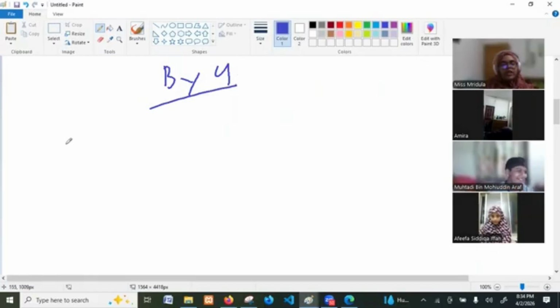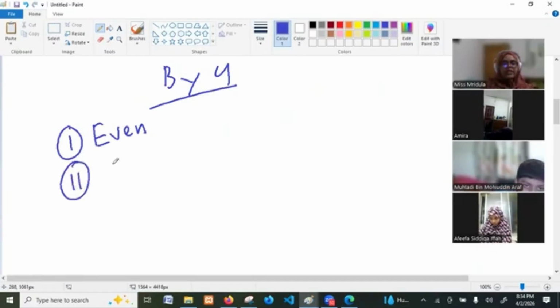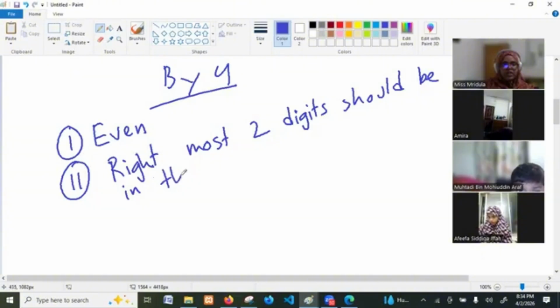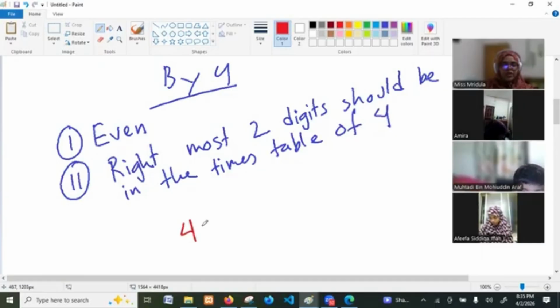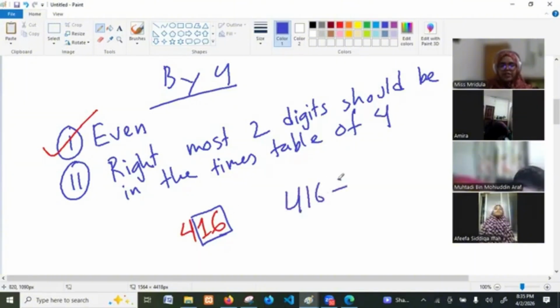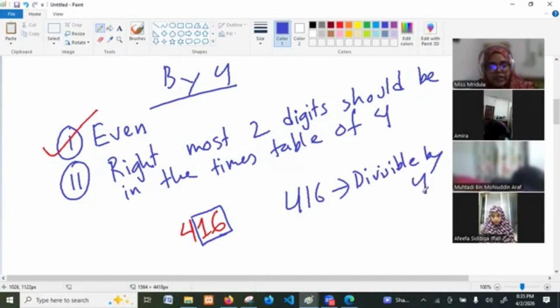By 4 has two rules. One is it must be an even number, and the second is that the rightmost 2 digits should be in the times table of 4. Like if I give you an example, if I take 416, you can see this is an even number, so correct for the first one, and rightmost 2 digits, meaning ones and tens, should be inside the times table of 4. So we know that 4 4s are 16. That means 416 is divisible by 4. Because in the times table of 4, we cannot get any odd number.